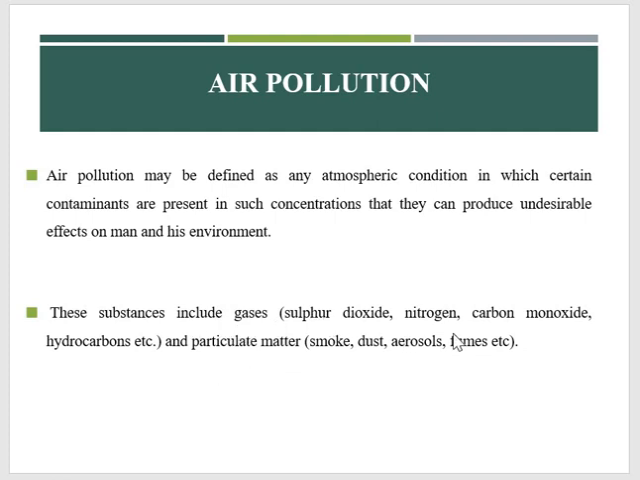Gases include sulfur dioxide, nitrogen oxides, carbon monoxide, etc. And particulate matter is smoke, dust, aerosols, fumes, etc. So this air pollution may come from anthropogenic as well as natural sources. And one of the main examples of air pollution is fossil fuel power stations.